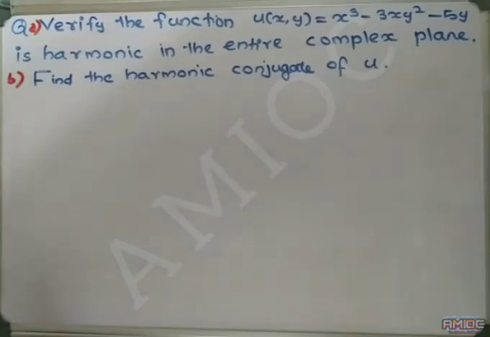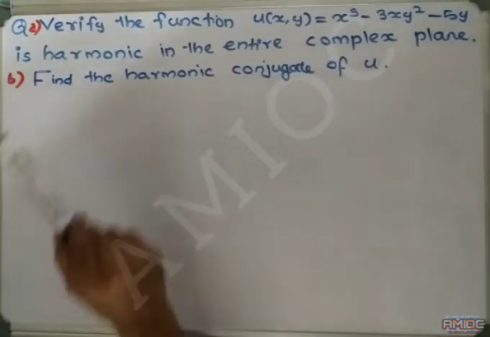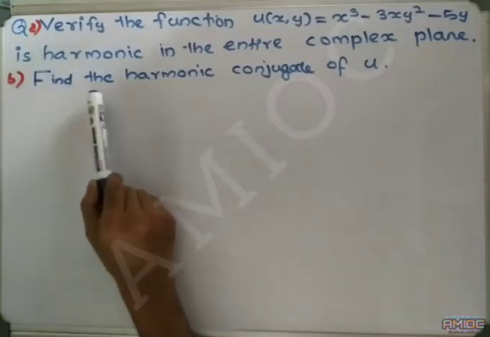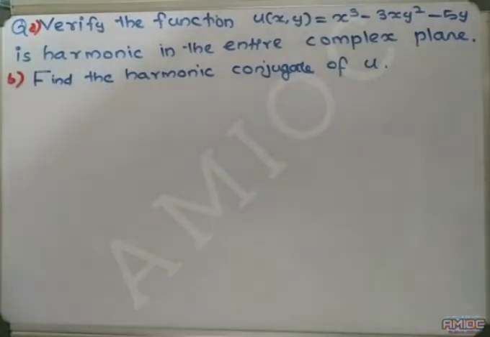Harmonic means the function must satisfy the Laplace equation. If the given function is harmonic in the entire complex plane, we can find another function v such that u plus iv is analytic. Such a function v is called the harmonic conjugate of u. Therefore, the first condition is to verify harmonicity, and the second question is to find the harmonic conjugate of u.